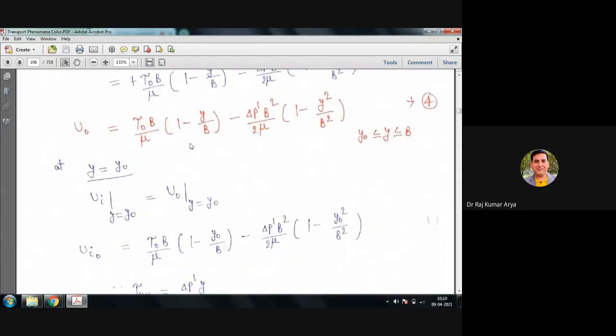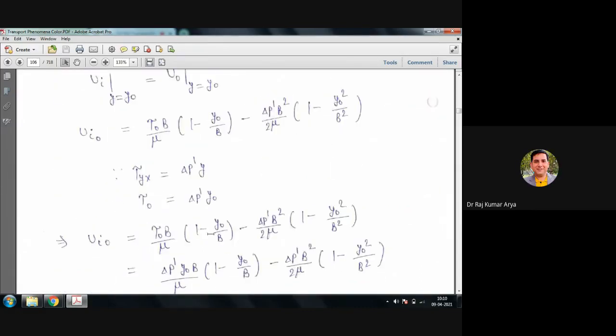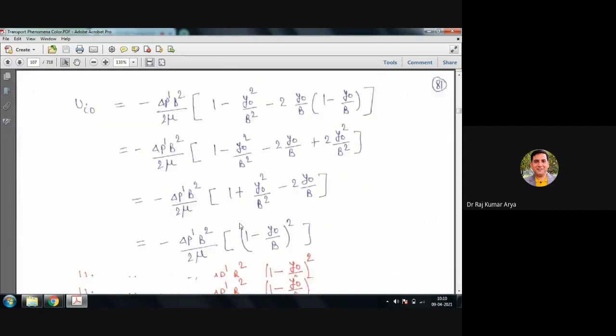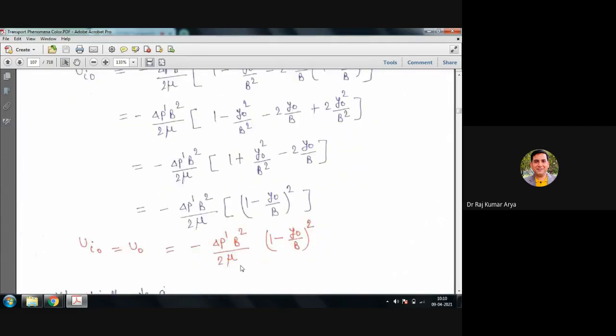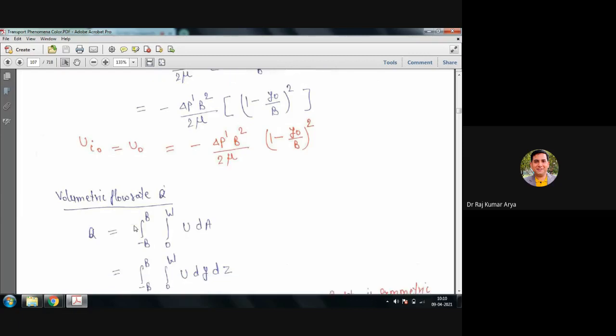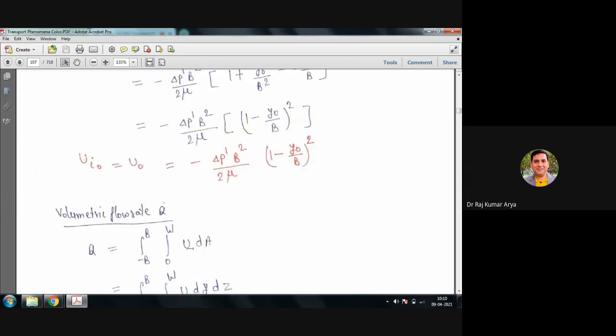Now, once we have this velocity, this part we already did, so we will not talk about it further. Now we want to calculate the flow rate, because once you have the velocity profile, the next concern is always how much flow is passing. The flow rate is just v dot dA integrated over the entire area. Correct or not?